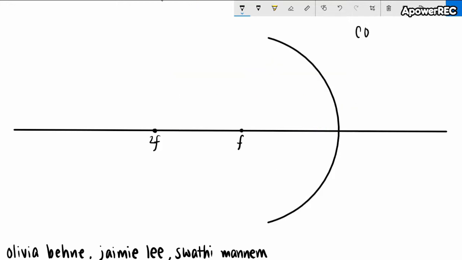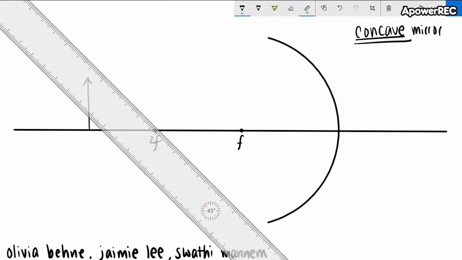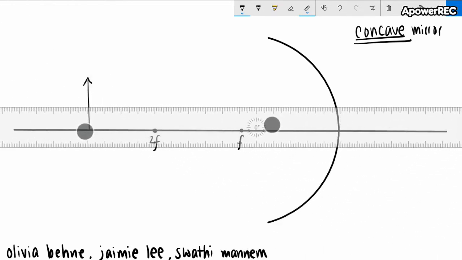To draw a ray diagram for a concave mirror, you follow similar steps to the ones that you did to draw a ray diagram for a convex mirror. First, you draw the focus, which for a concave mirror is to the left of the mirror. Next, you also draw the center, which is the same as 2 times the focus. After that, you draw your object, in this case, once again, an arrow.